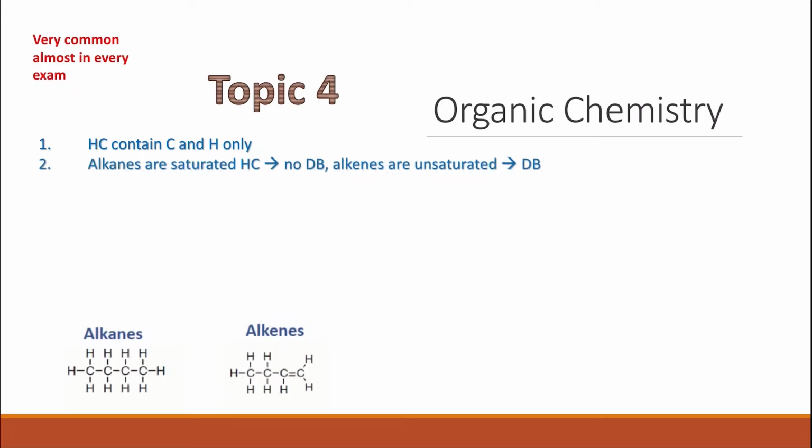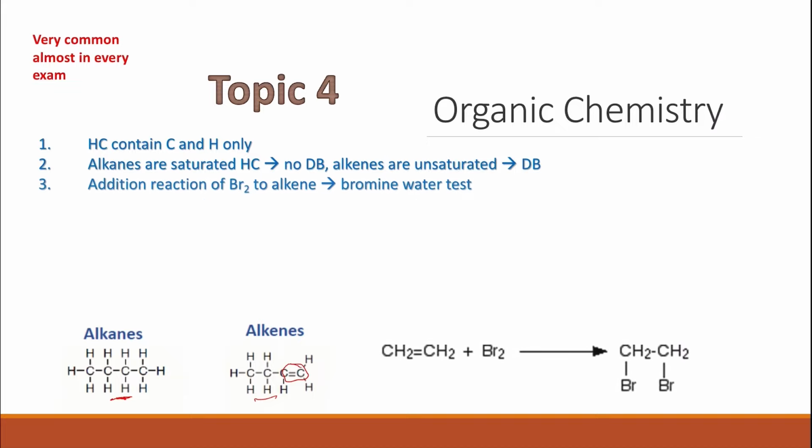Remember that alkanes are saturated hydrocarbons because they don't have any double bond. It is very common in the exam to ask this, while alkenes have a double bond, so they are unsaturated. Since they ask about saturation and unsaturation, they're going to ask about the addition reaction for alkenes. The test for the double bond, or test for unsaturation, is the bromine water test. Bromine water will change color from orange to colorless in the case of alkenes only, not alkanes, because alkanes do not react with bromine water. There is no addition, it's saturated.